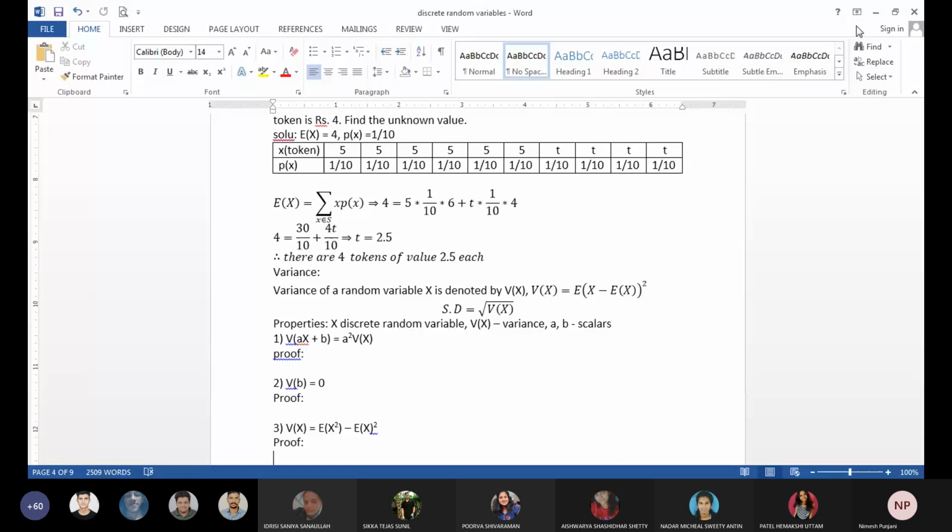So the third property, once we prove it, you can use it as your formula for the variance. Once we prove that, it can be used as an alternate formula for your variance. One formula is expected value.